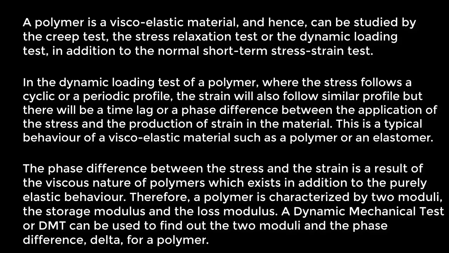The phase difference between the stress and the strain is a result of the viscous nature of polymers, which exists in addition to the purely elastic behavior. Therefore, a polymer is characterized by two moduli, the storage modulus and the loss modulus. A dynamic mechanical test, or DMT, can be used to find out the two moduli and the phase difference delta for a polymer.